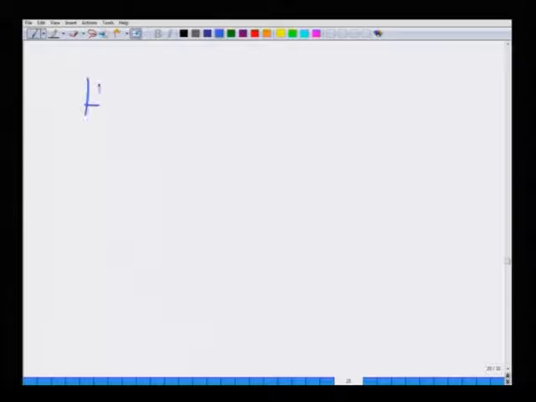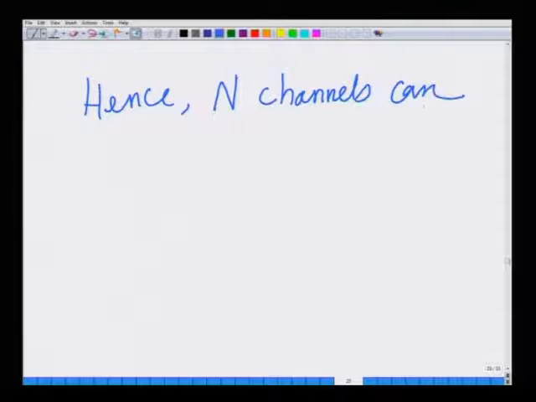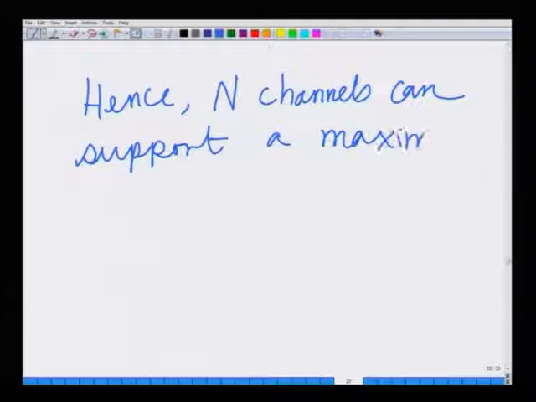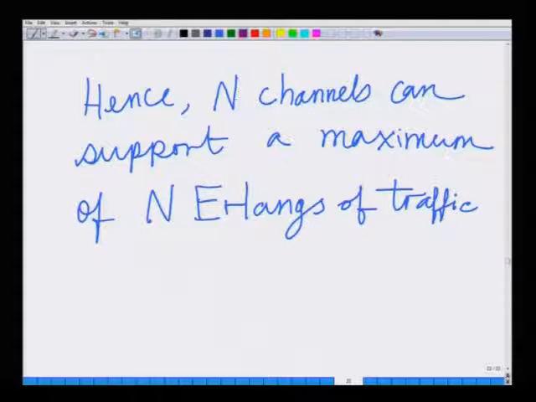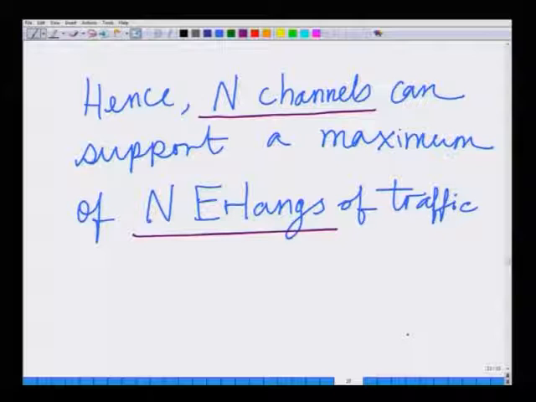Hence, n channels can support a maximum of n Erlangs of traffic, which is essentially saying that if I have n channels, I can support a maximum of n Erlangs of traffic. All right. So that is how we measure traffic.